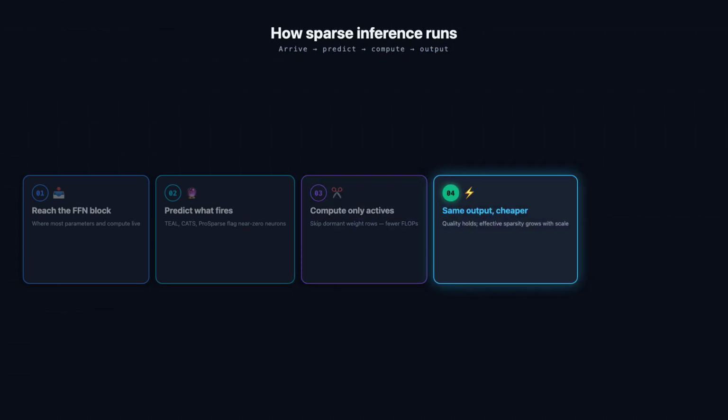Finally, the surviving neurons produce the layer's output, and it lands very close to what the dense computation would have given. Because the skipped neurons were near zero anyway, quality holds up while the cost drops. Recent work reports that this effective sparsity grows with model size, which suggests the largest models stand to gain the most from it.